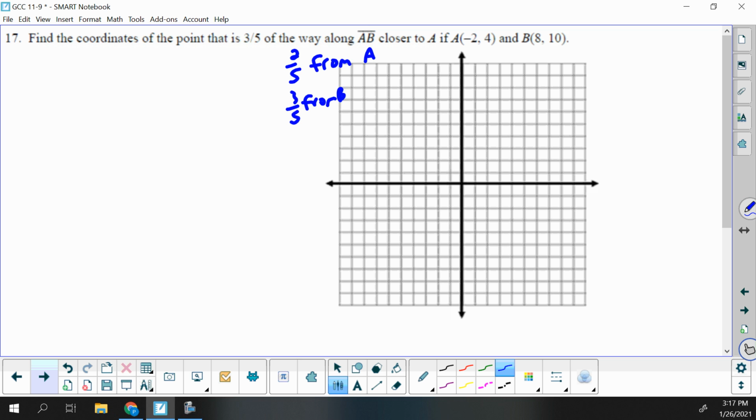So let's do the 2/5 from A. We'll plot each of the points. So we have negative 2, 4 is our A. And we have 8, 10 is our B.